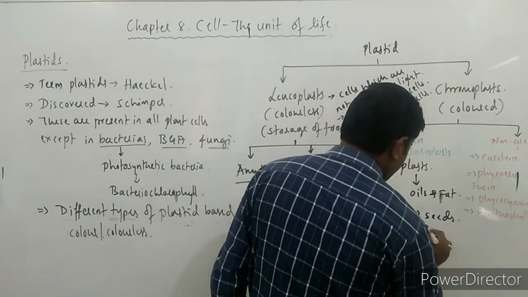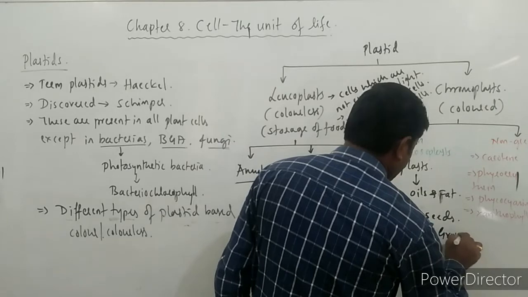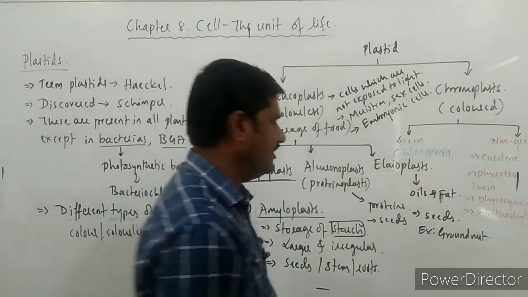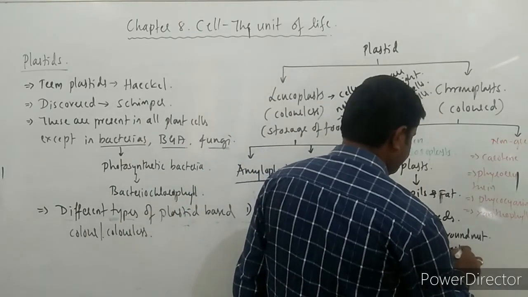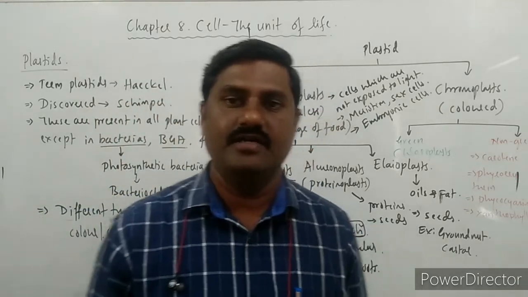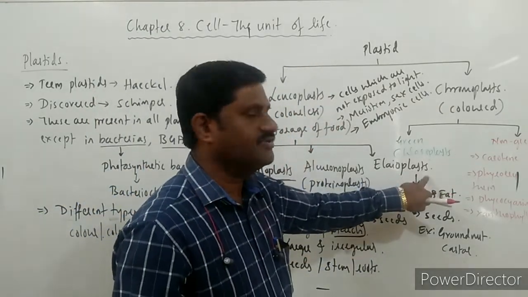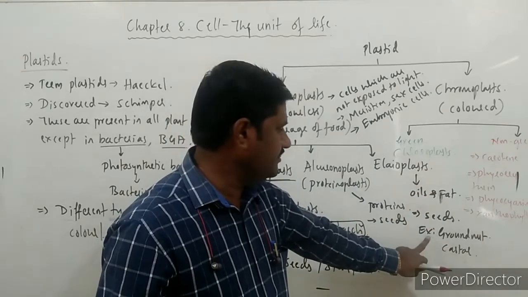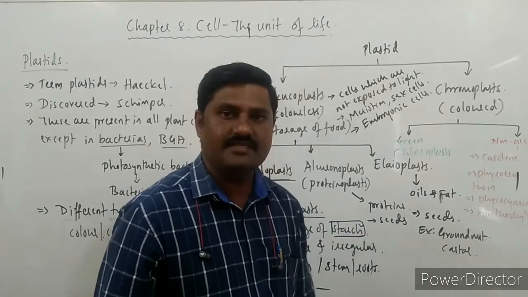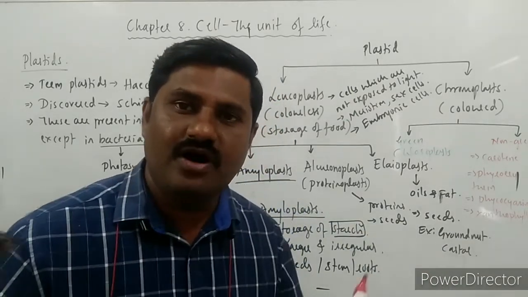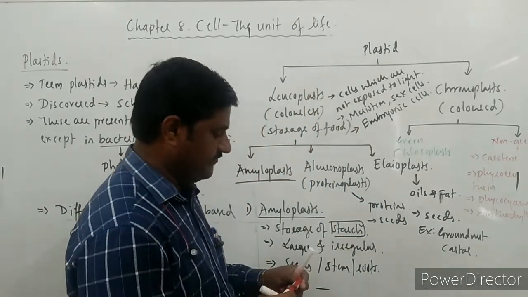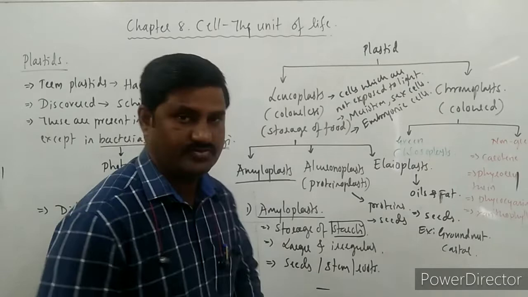So an example for this one is, as you already know, groundnut. Groundnut is the best example. Castor is also a best example for this one. Castor, groundnut, all these are the best examples for these elaioplasts which are present in the seeds which contain oils and fats, especially groundnut as well as castor, from which we extract what? Oils, right? So these are the different types of plastids that we come across over here.